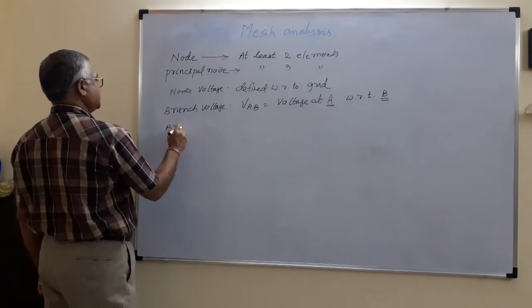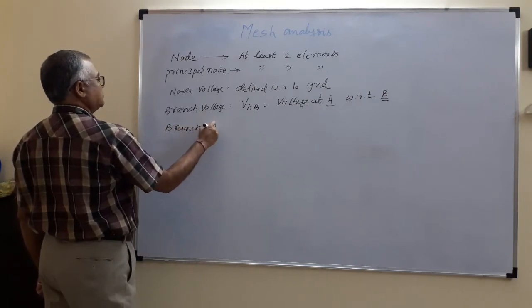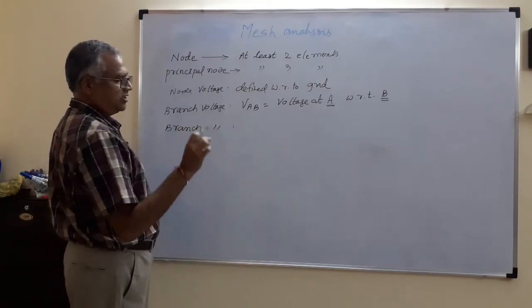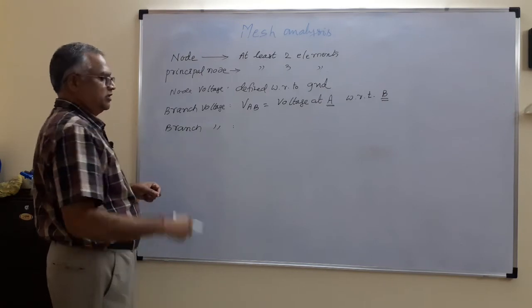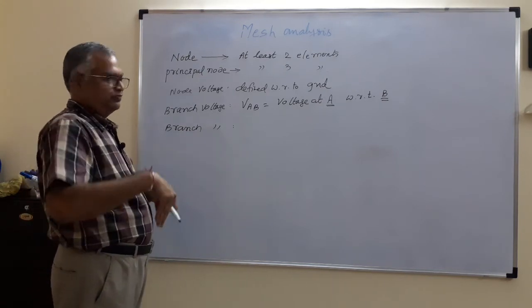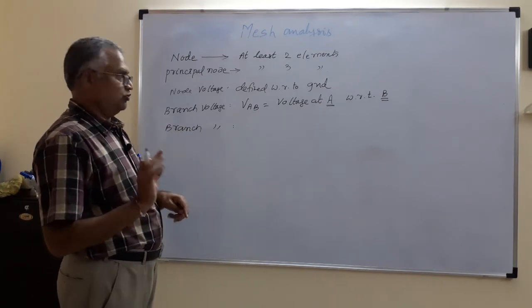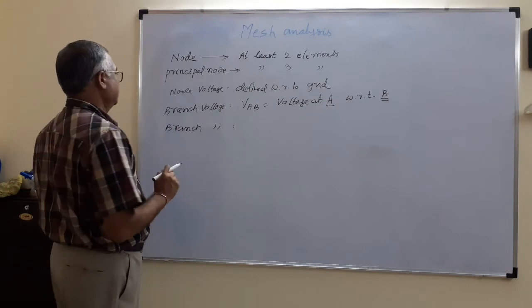Then also understand branch current. What do you mean by branch current? Current actually, really flowing in a branch. What is loop current? Which is in the loop. No meter can measure loop current.